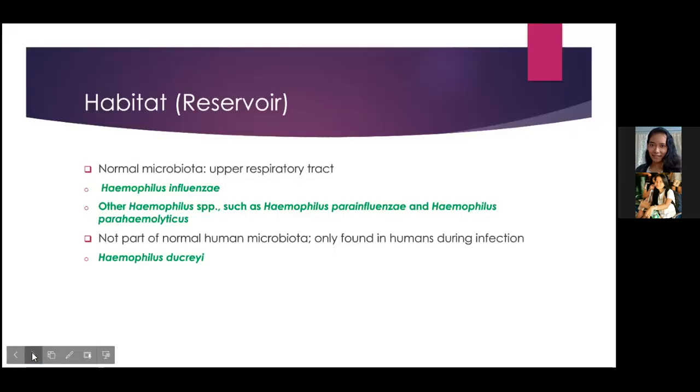The organisms that live in the normal microbiota of the upper respiratory tract are Haemophilus influenzae and other Haemophilus species such as Haemophilus parainfluenzae and Haemophilus parahemolyticus. The organism that is not part of the normal human microbiota and can only be found in humans during infections is Haemophilus ducreyi.